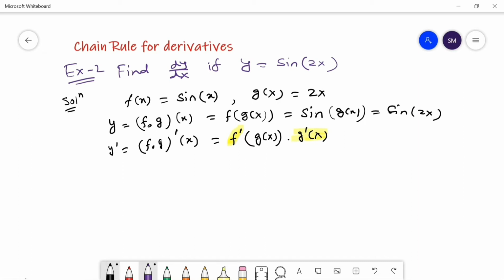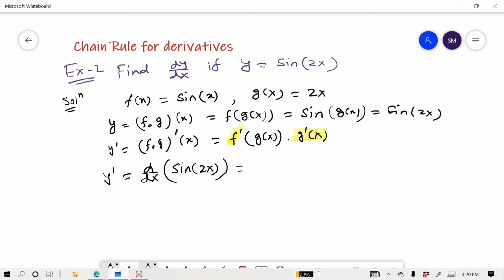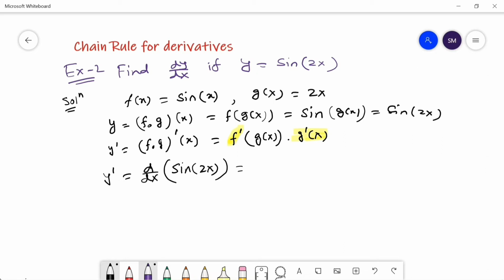So for this problem we got y dash is equal to d/dx of sine 2x. So the derivative of the outside function: the derivative of sine is cosine, with the inside whatever it is, and the derivative of 2x, which is 2. So we have here 2 cosine 2x. This is the final answer.